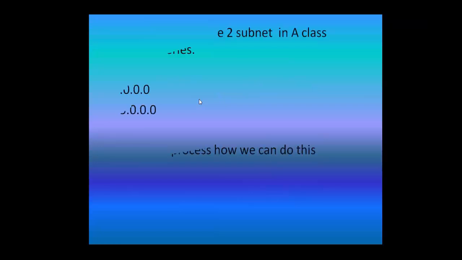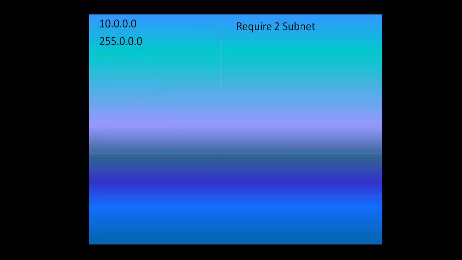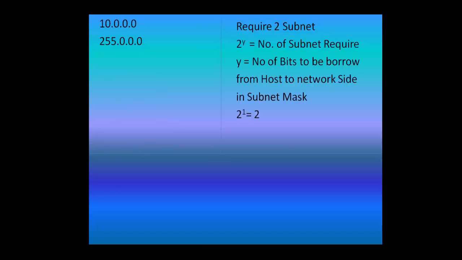Subnetting of class A. Same thing, nothing is different, only you have to take care of the subnet mask. In C class, these are the host bits and these are the network bits. So you have to do the changes in the last 3 octets. We require 2 subnets. We need to borrow 1 bit according to the formula.